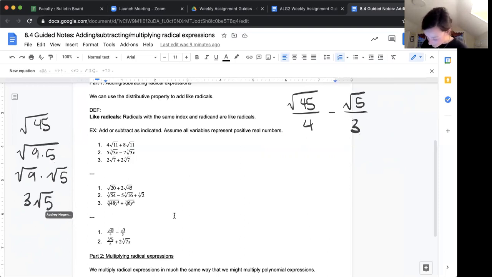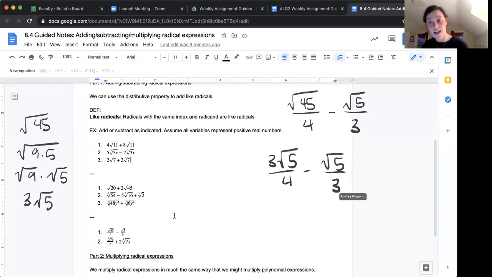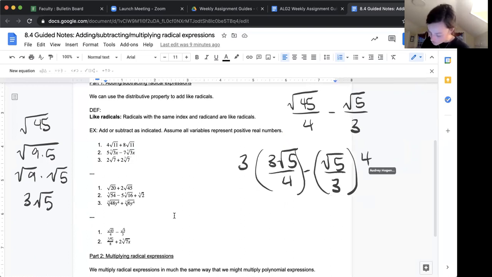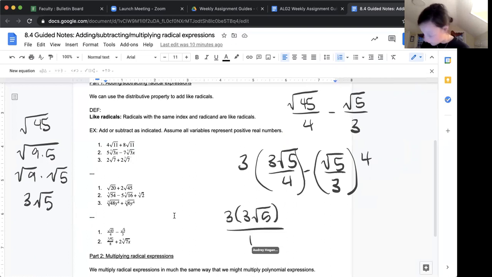So this is the same thing as 3 square root of 5 over 4 minus square root of 5 over 3. Except I cannot do subtraction of fractions when the denominator is not the same, no matter what's in my numerator. So I know that in order to make this over 12, I need to multiply by 3, and to make this over 12, I need to multiply by 4. So I have 3 times 3 square root of 5 over 12 minus 4 square root of 5 over 12.